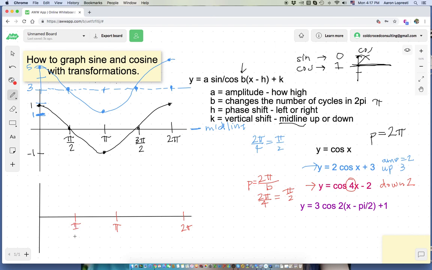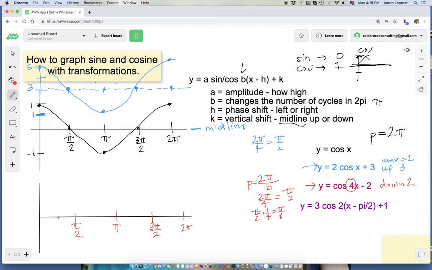So pi over 2, so half a pi, full pi, 1.5 pi, and then 2 pi. So again, our graph has to fit in the space of pi over 2. If I want to know what each of those steps is, I'm going to take my pi over 2 and divide it by 4, which is the same as multiplying by 1/4. So that's pi over 8.